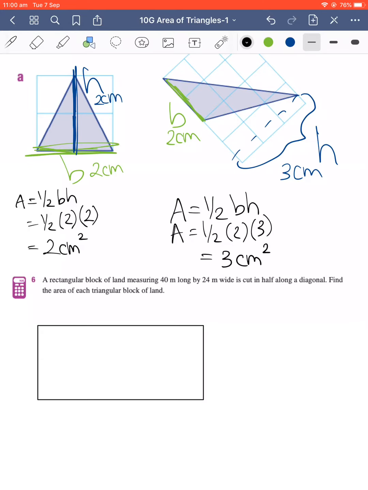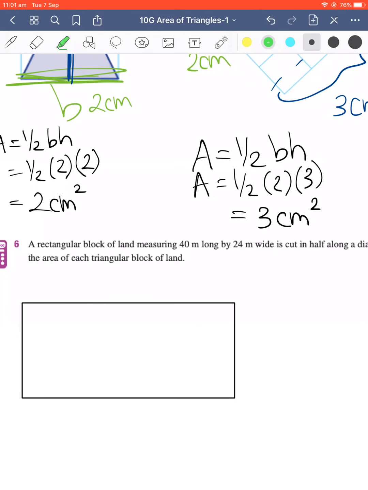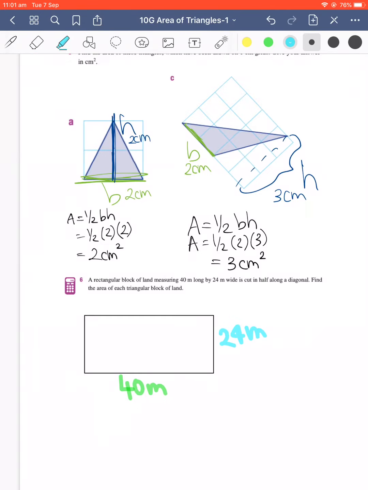Particularly in maths, because then you are able to see certain information. So I've already drawn a rectangular block here, measuring 40 by 24. So let's add that to our diagram. I'm just going to put it in here. So that's 40 meters by 24 meters. Now we look at the next part.